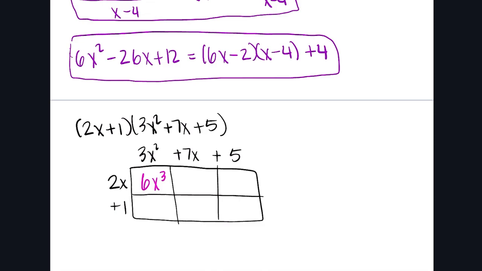2x times 7x would give me 14x squared. 2x times 5 would give me 10x. And then I would do the same thing on the bottom. 3x times 1 would be 3x squared. 7x times 1 would be 7x. 5 times 1 would be 5.